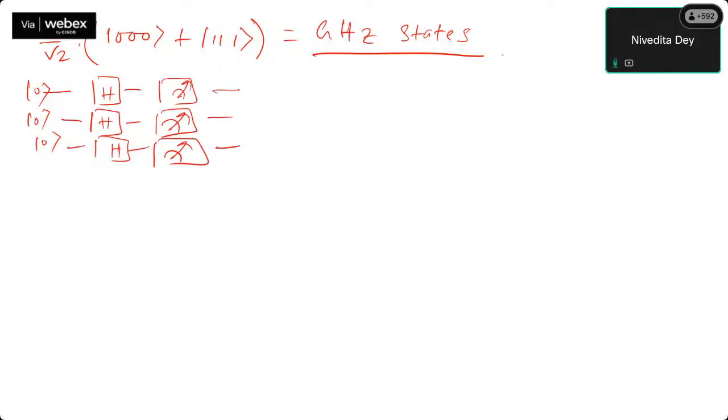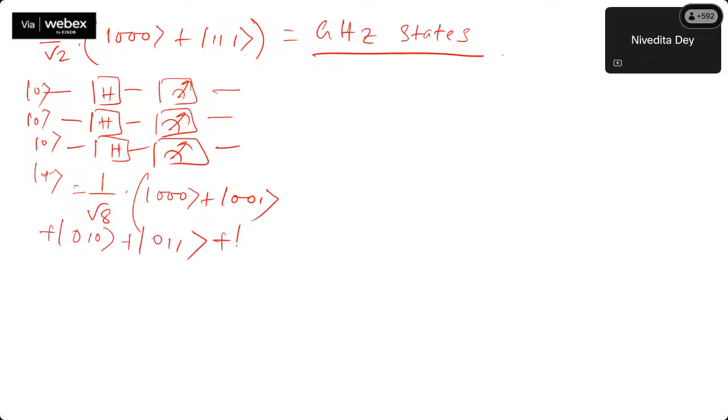If this is the case, then what is the superposed state? How does it look? That is 1 by root 8 times the kets 000, 001, 010, 011, 100. This is the natural thing.